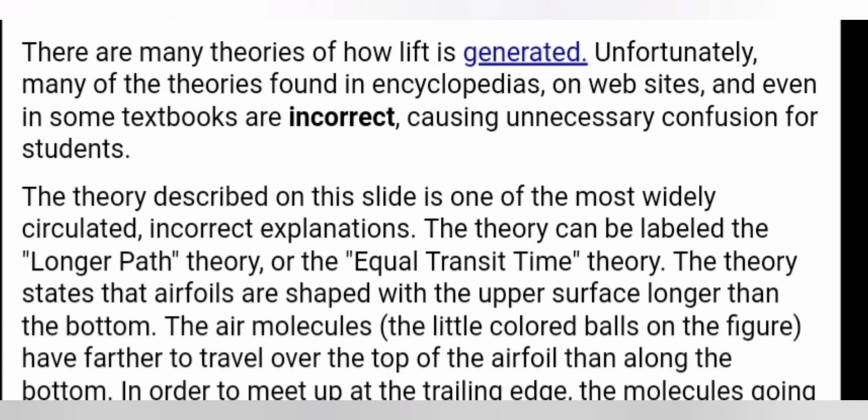And this is what NASA says about that theory. NASA points out that pushing wrong theories like this is causing unnecessary confusion among students.